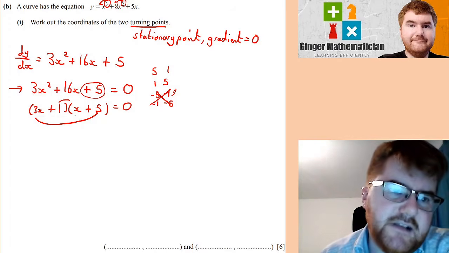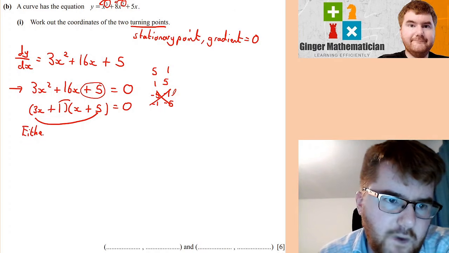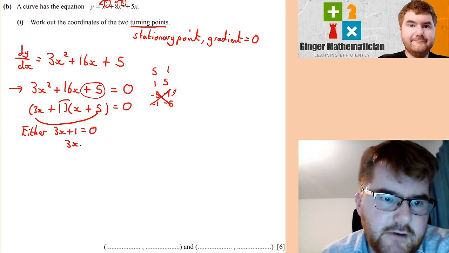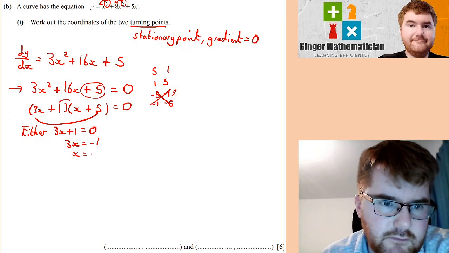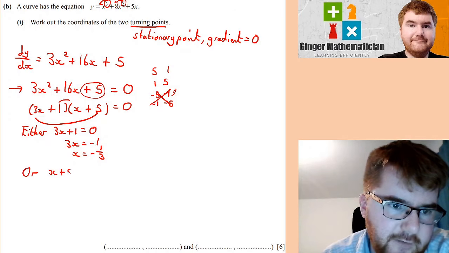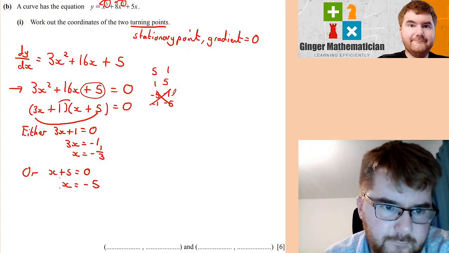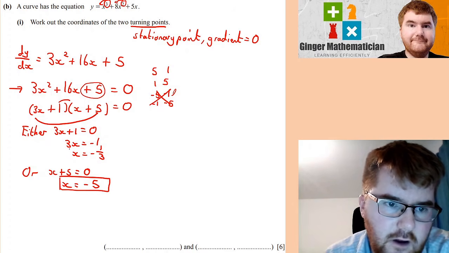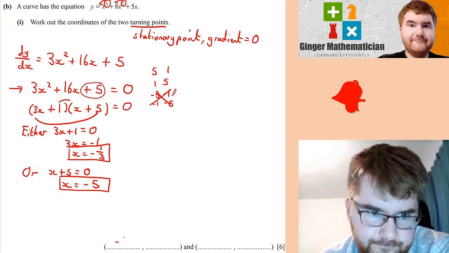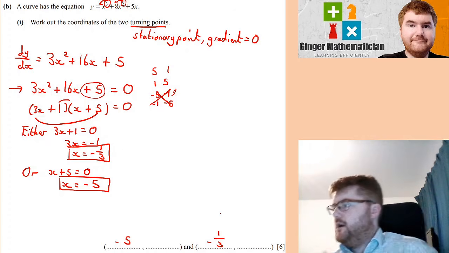In order to factorize, by doing this, we say either one of the brackets is 0. So 3x plus 1 is equal to 0, 3x is equal to minus 1, x is equal to minus a third, or x plus 5 is equal to 0, x is equal to negative 5. So those are the x values of the turning points or stationary points. So let's pop those in. So that's minus 5 and that's minus 1/3.